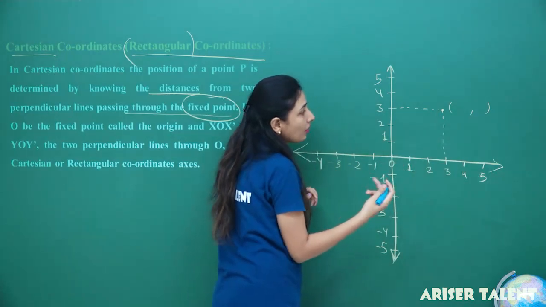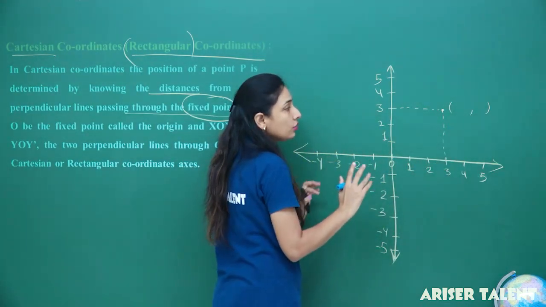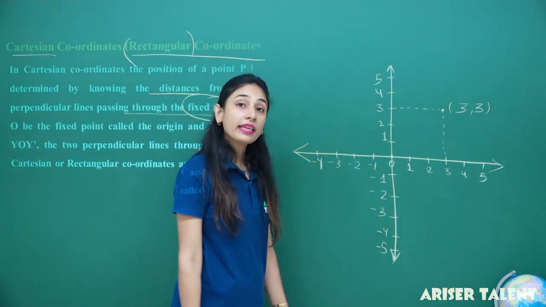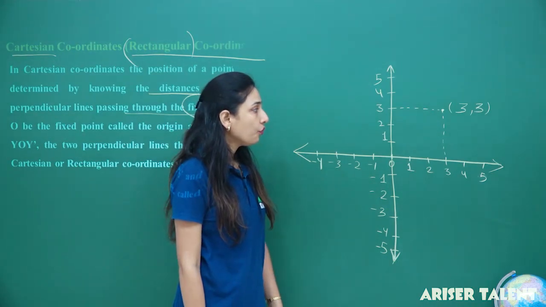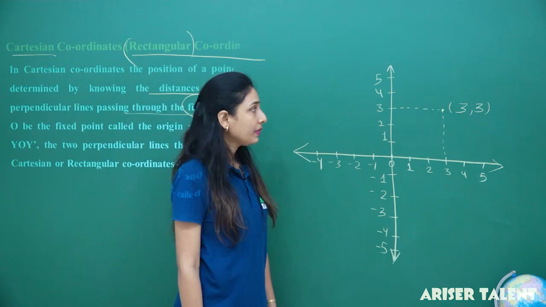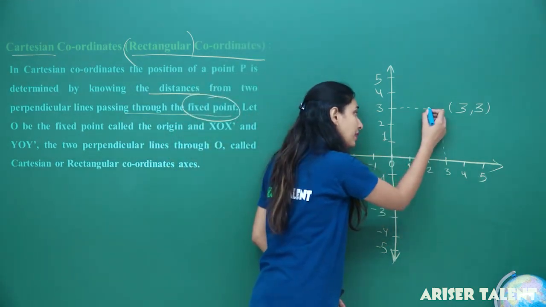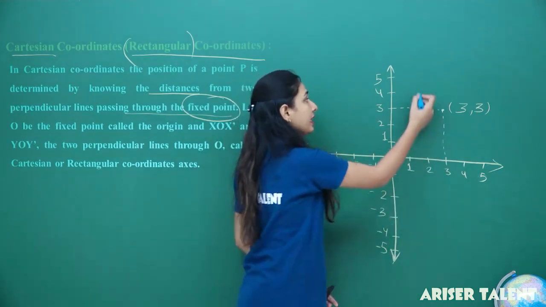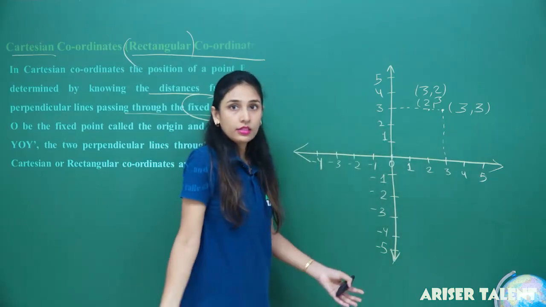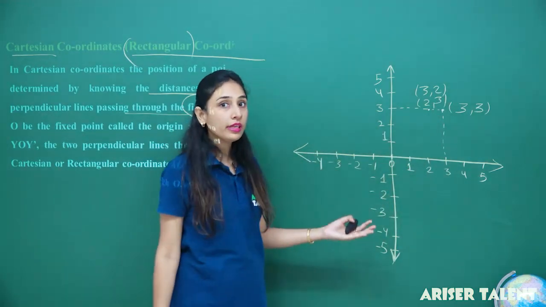So what are the two algebraic numbers? This is 3 here and this is 3 here. So now I will write it as (3, 3). Now again, one question: which number to write first, and which number to write second? Because it's 3 and 3. But what if I have a point here? What should I write, 3, 2 or 2, 3? This is a question. How will I write it?